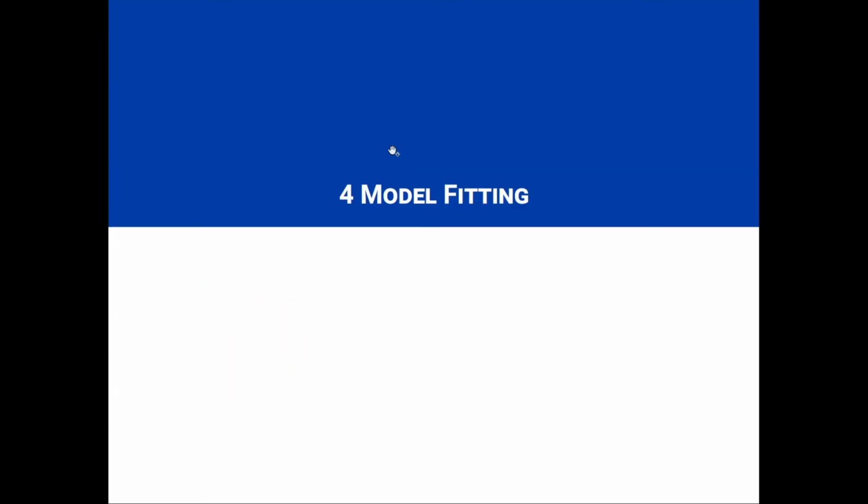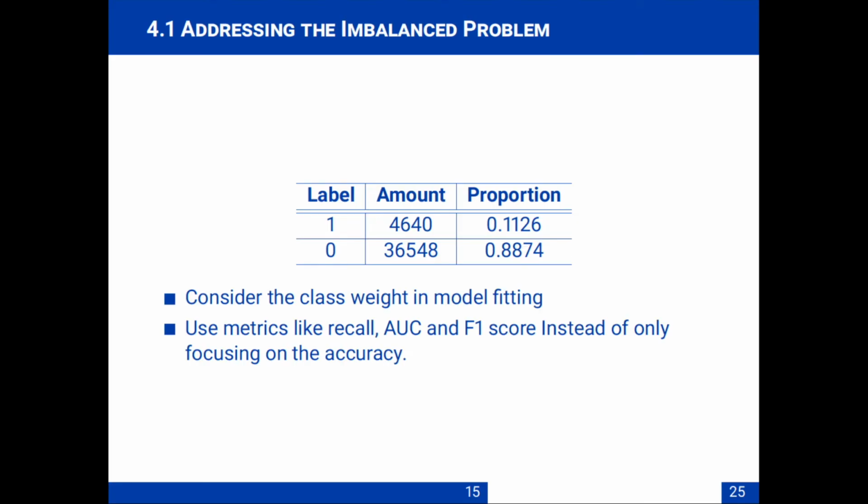Now I will introduce the model fitting part. As mentioned in section 3, the distribution of our target label is imbalanced. In order to reduce the effect of the imbalanced dataset on the performance of our models, we will consider the class weight in model fitting and use metrics like ROC, AUC, and F1 score to measure the performance of the models instead of just focusing on the accuracy.